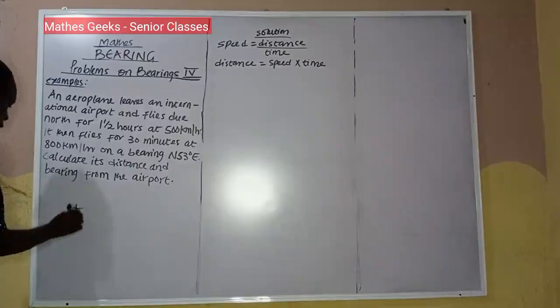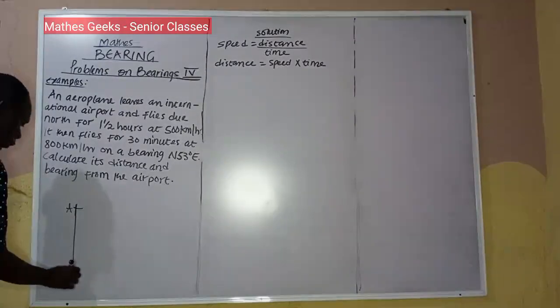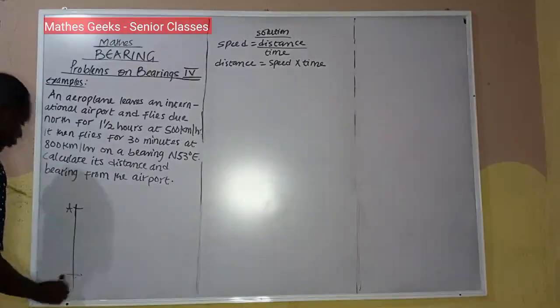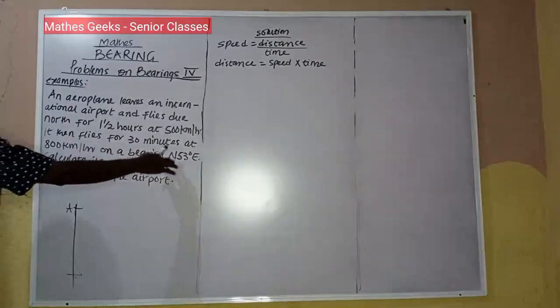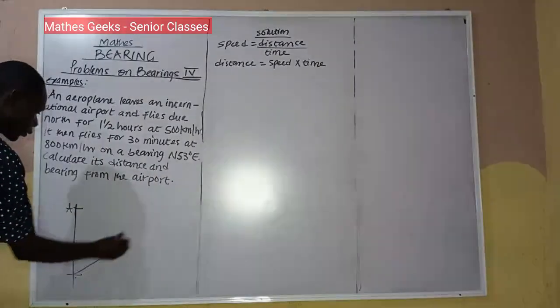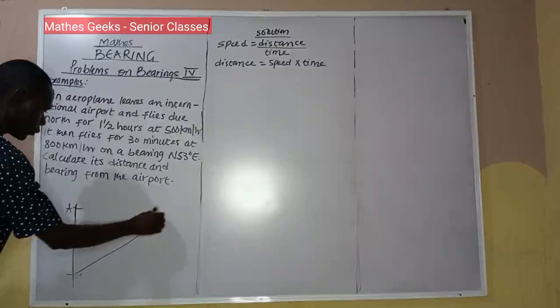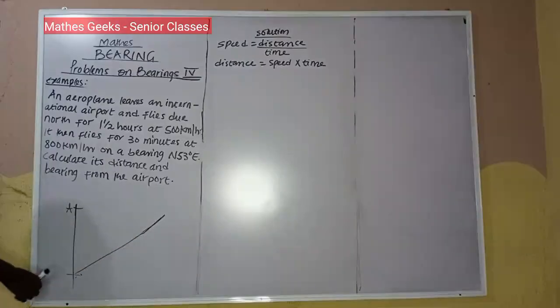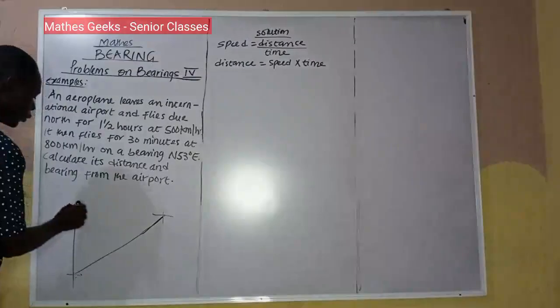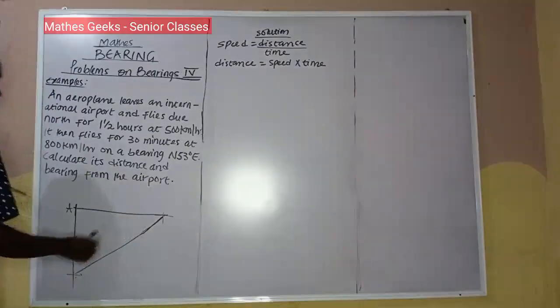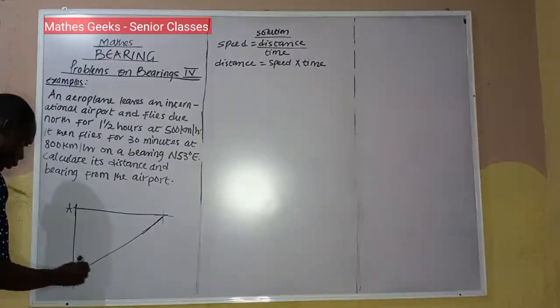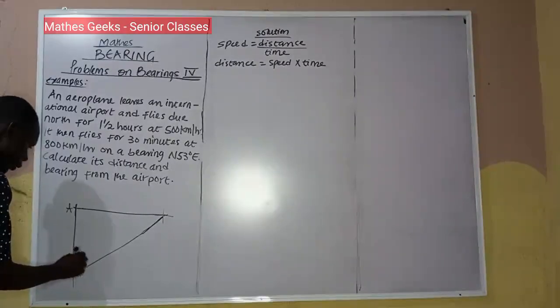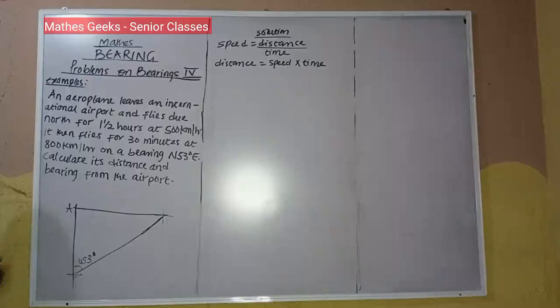Point A, due north this way, and then from here due north, and then on a bearing north 53 degrees east. Should be here, 53 degrees east. Right, so join the path together, and call it 53 degrees east. Of course, this will give us the shape.